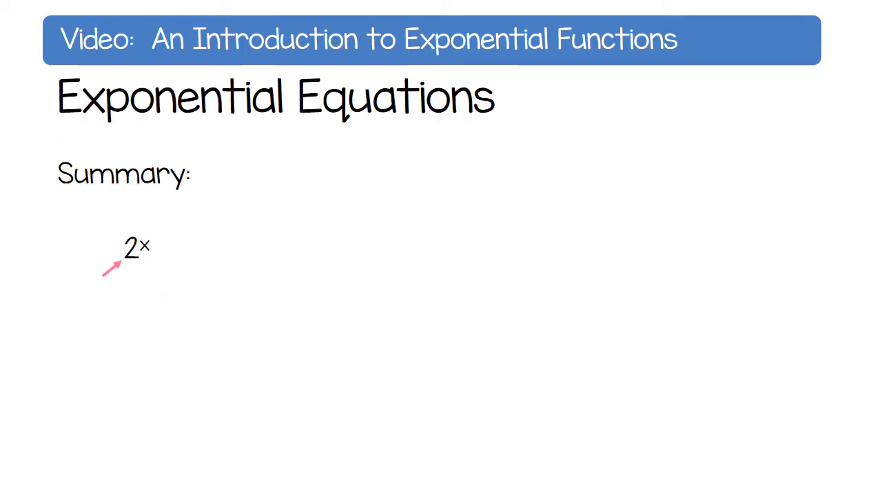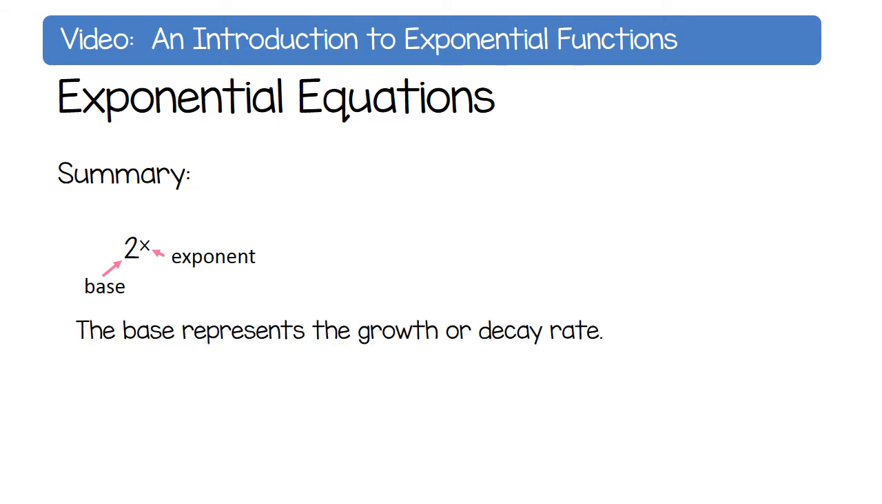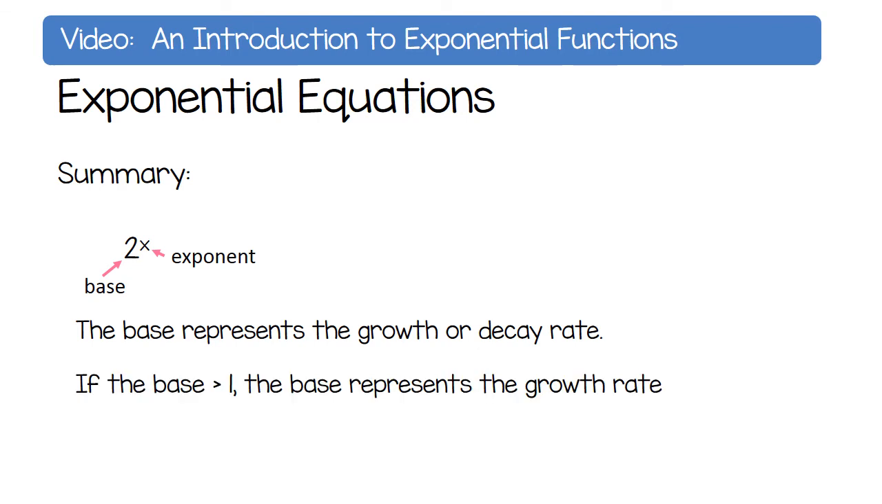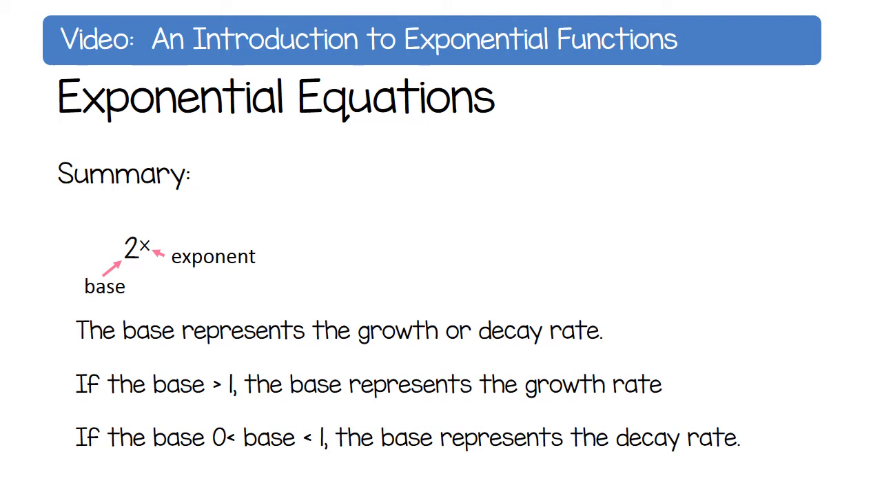The summary: 2^x, base, exponent. The base represents the growth or decay rate. If the base is greater than 1, the base represents the growth rate. If the base is between 0 and 1, the base represents the decay rate.